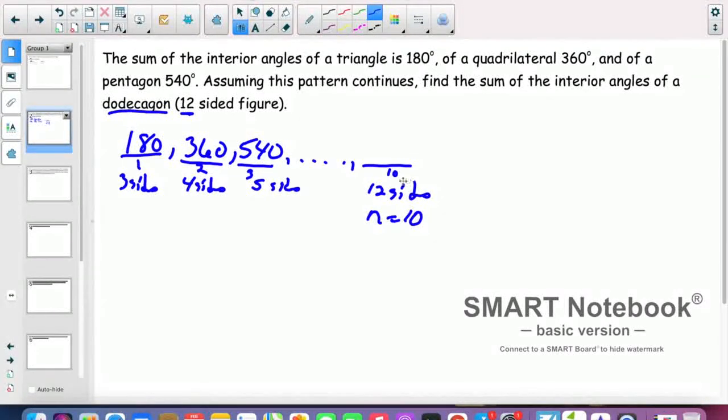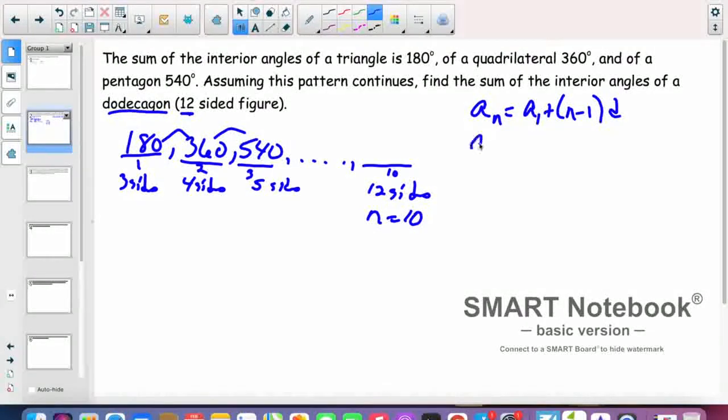And we need to ask ourselves, is this sequence an arithmetic or a geometric sequence? Well, if you look at what's happening here, aren't we adding 180 to get to the next term each time? So I would say this is arithmetic. So I'm going to use the formula a sub n equals a sub 1 plus n minus 1 times d.